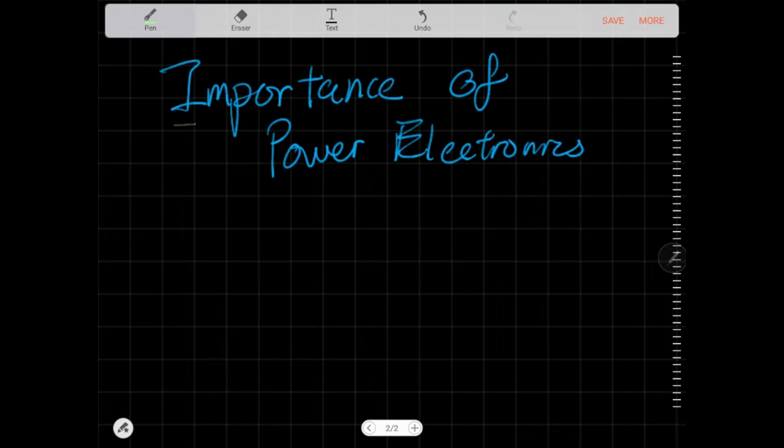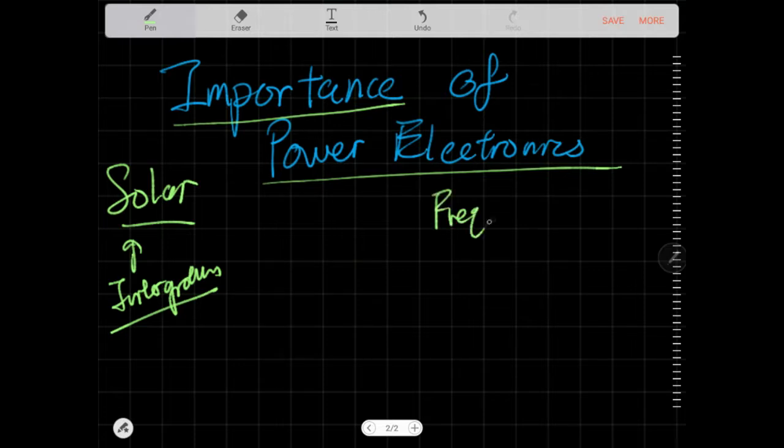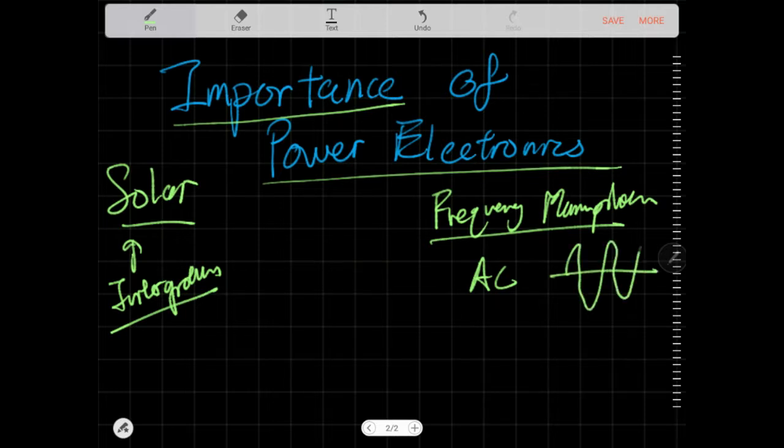Okay, the importance of power electronics. As we know, solar is getting real big. We need to feed it in and integrate it. Integration of solar. Next, I want to talk about frequency manipulation. AC means alternating current. It functions on a frequency. How fast or how slow is the frequency?